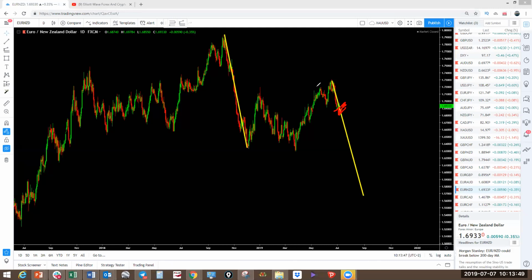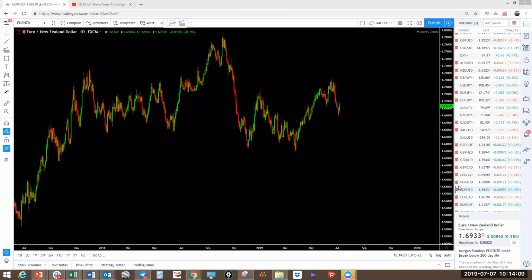All right, so you've got that structure, you've got a regular flat in the middle there. I've even done a comparison between this and EURCHF to show you that EURCHF has already done this structure, so expect the same from euro New Zealand. Another correction here, we're going down. So let me show you what happened with EURCHF. Now let's look at EURCHF as well. EURCHF has already played out that structure.